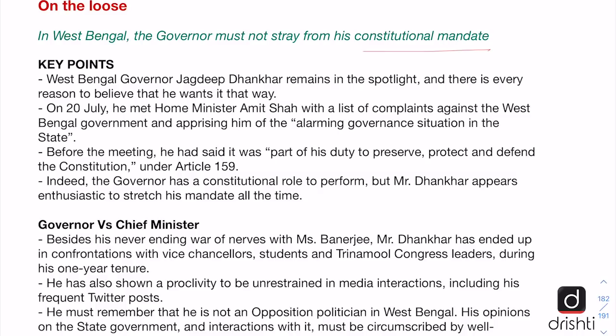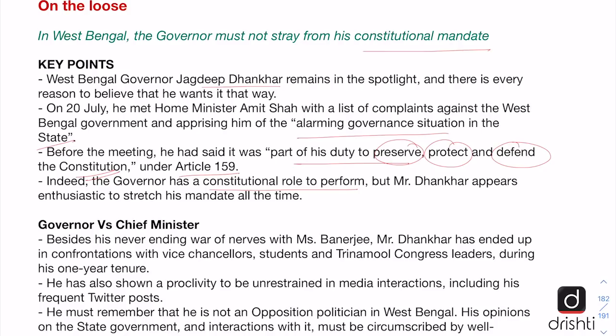Now the editorial says that the West Bengal governor, Mr. Jagdeep Dhankar, has remained in the spotlight by being in open confrontation with the Chief Minister of West Bengal. On 20th July, he met the Union Home Minister with a list of complaints against the West Bengal government and also apprised him of the alarming governance situation in the state. The governor also stated that under Article 159 of the Constitution, it was part of his duty to preserve, protect and defend the Constitution. And the editorial also agrees that indeed the governor has a constitutional role to perform.